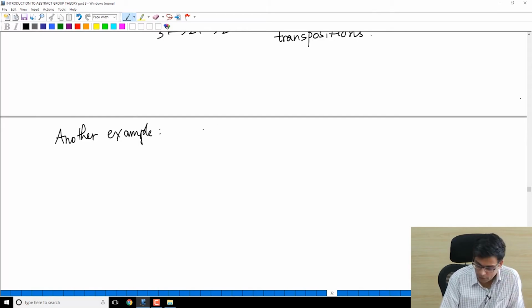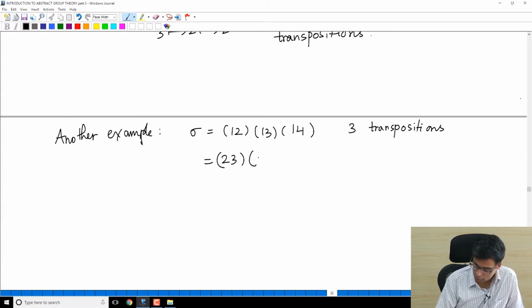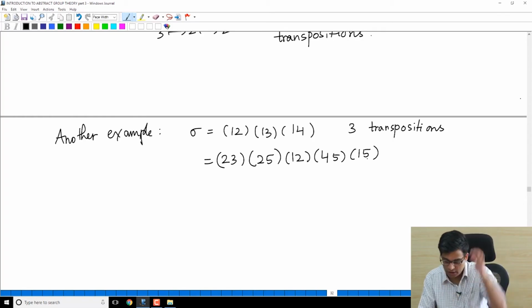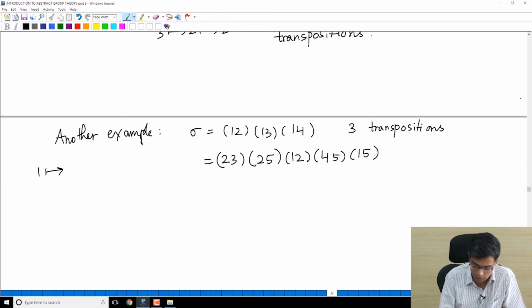So let's say I take sigma to be (1 2)(1 3)(1 4). So this is a product of 3 transpositions. But you can quickly check that this is the same as (2 1)(2 4)(5 1)(5...). I have checked this. You can do this as an exercise. So for example, let us randomly pick some element here. What happens to, let's say, 1 under both of these? 1 under the first decomposition goes to 4, then 4 goes to 4, then 4 goes to 4. So 1 goes to 4 under the first one.